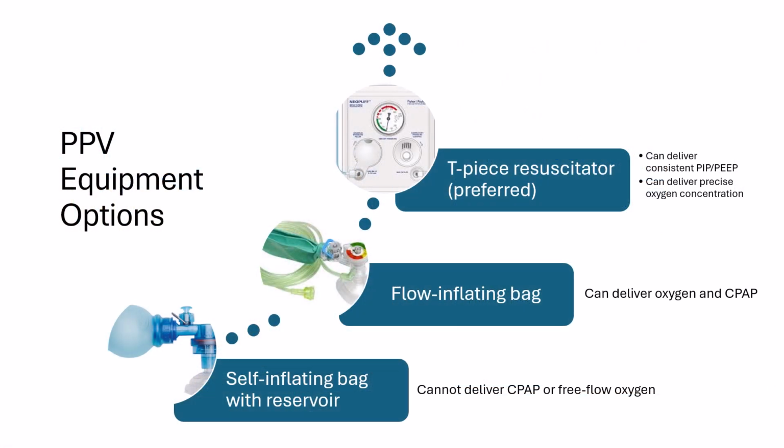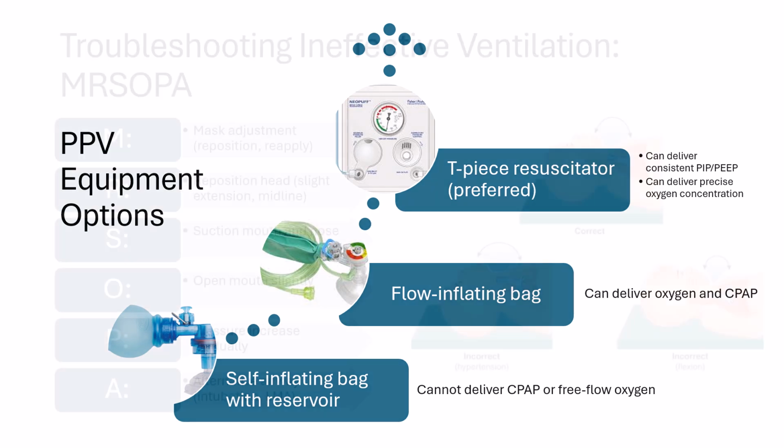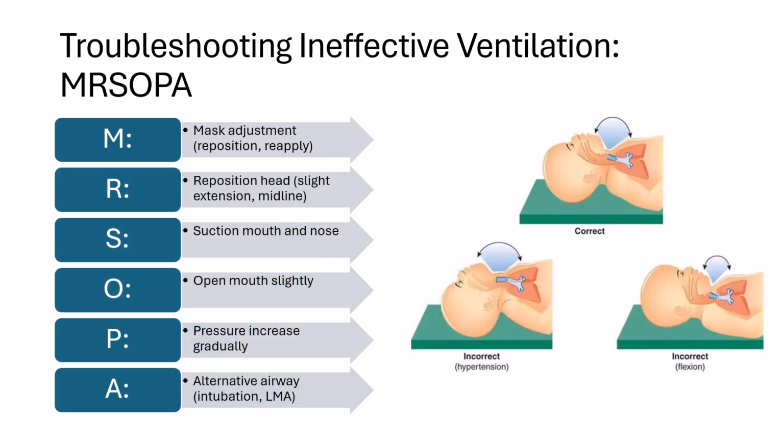There are 3 main PPV equipment options. The self-inflating bag with reservoir is commonly available, but cannot deliver CPAP or free-flow oxygen. The flow-inflating bag can deliver oxygen and CPAP, and fills by itself, but requires more skill to use effectively. The T-piece resuscitator is preferred because it can deliver consistent peak inspiratory pressure and positive end expiratory pressure plus precise oxygen concentration. The T-piece also removes the variability in pressures that can occur with bag devices, especially when providers are fatigued.